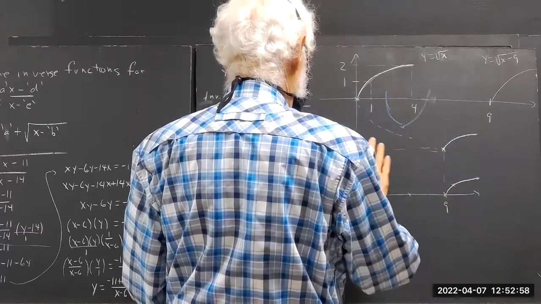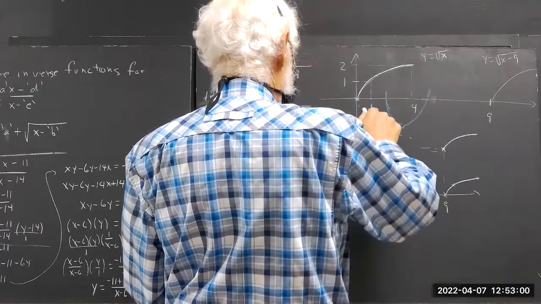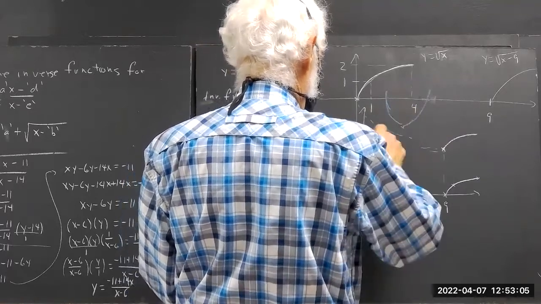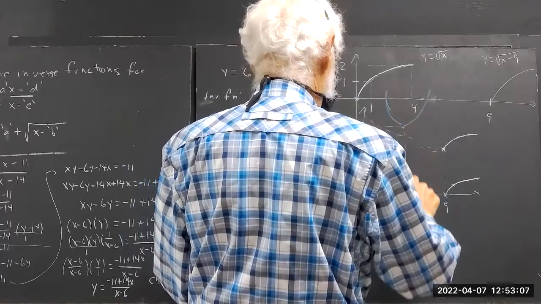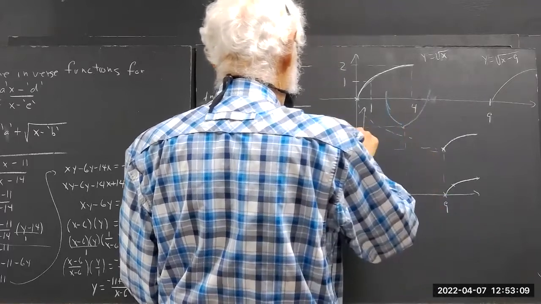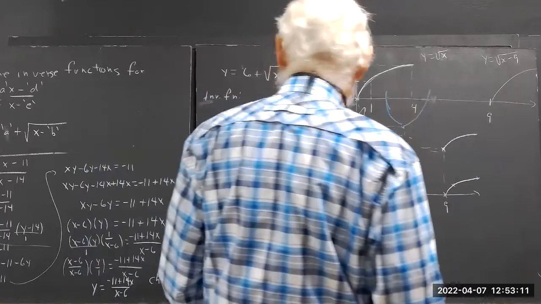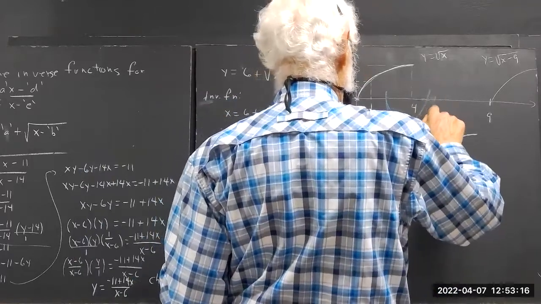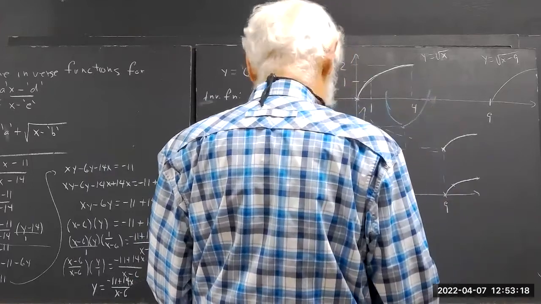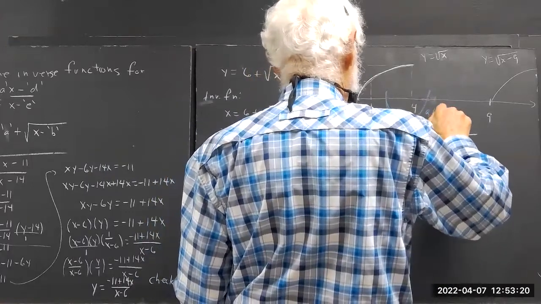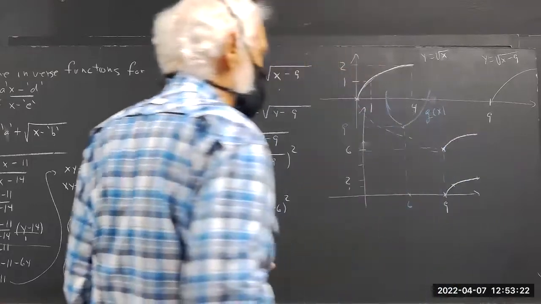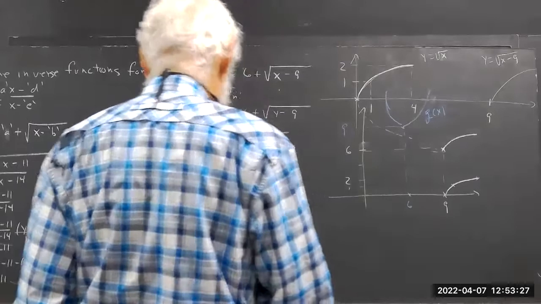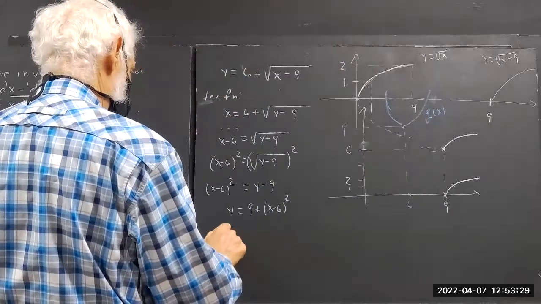this function. So this graph is coming up and interfering with this graph. But so here is our graph of g of x. And here's our graph of the inverse of g of x.